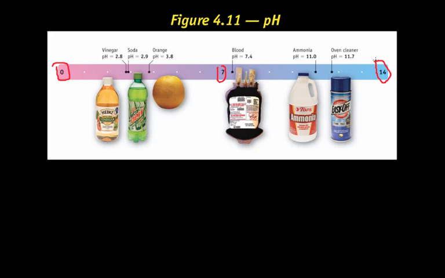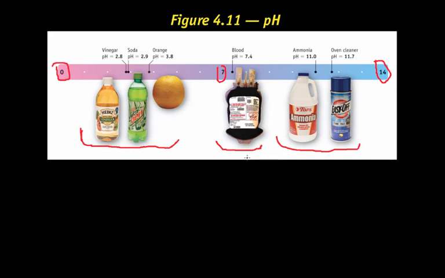And on this strip, we've imposed some household products as well as blood, and we show that vinegar and soda and an orange all have pHs in the range of 2.8, 2.9, 3.8, relatively small values. Here, just above a pH of 7, we have blood at a pH of 7.4. We have ammonia and household cleaner with pHs of about 11 and 11.7.